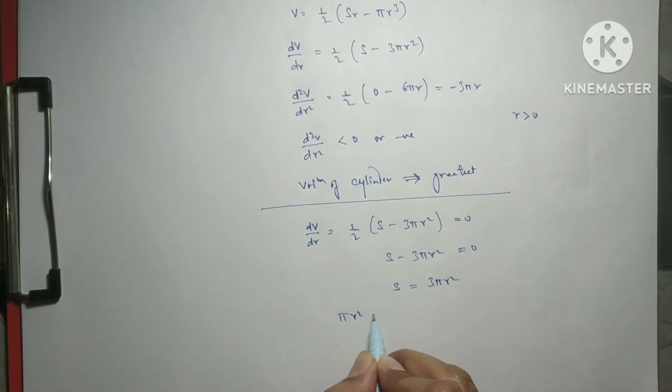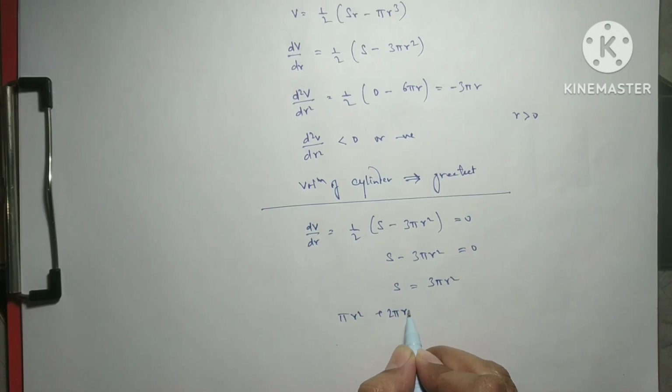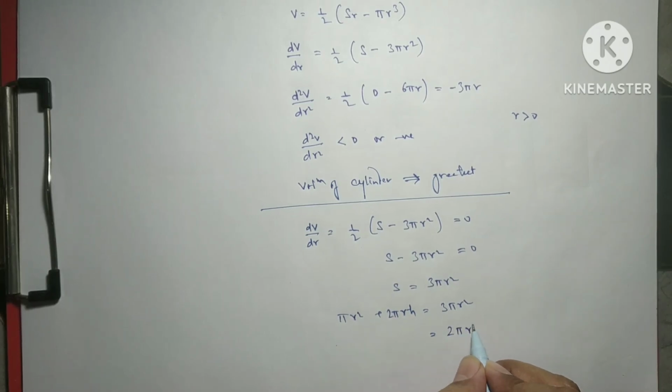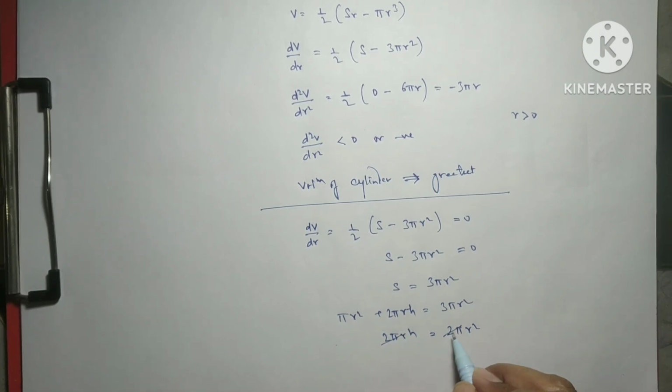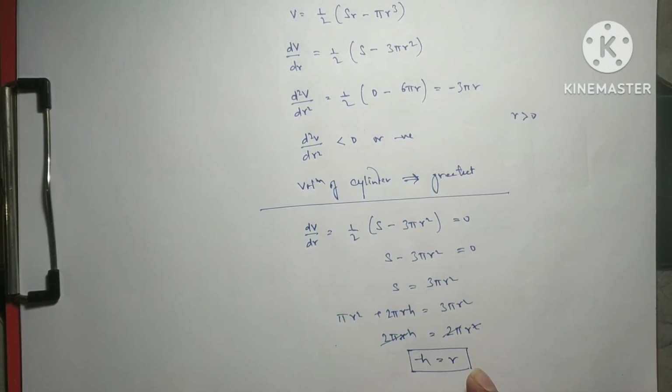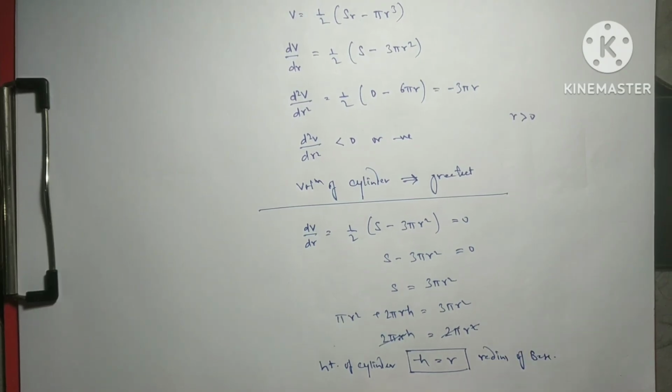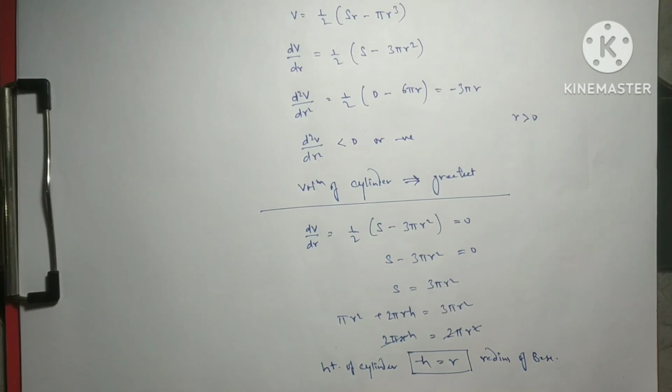pi r square plus 2 pi rh, and it is 3 pi r square. So on subtraction of this we get 2 pi r square equals to 2 pi rh. So cancel out 2 pi and r. So h equals to r, means height of cylinder equals to radius of base. So this way we will do the 3D object questions on maxima minima.